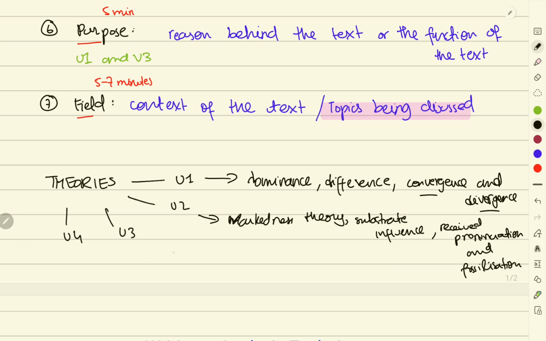For Unit 3, these are the same as these. So you can use dominance, difference, convergence, and divergence. You can apply these theories to your own self because you're going to first create the text and then analyze your own text. So you can make reference to convergence, how in your own text you've used certain lexis to converge with the audience or to diverge with the audience. They're the same as Unit 1.